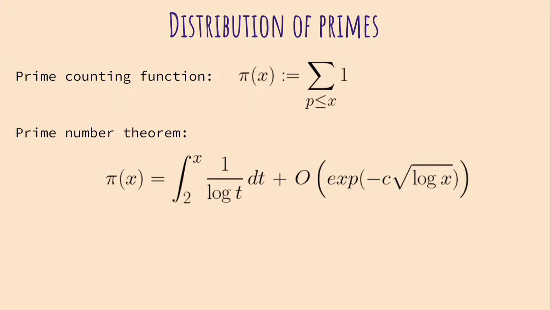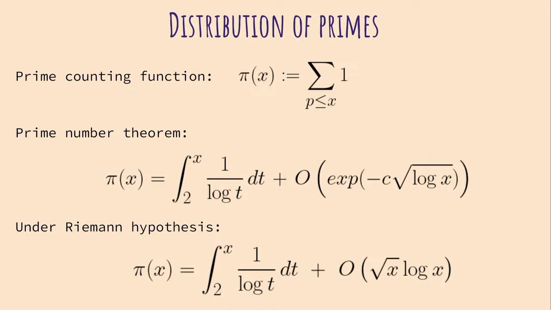Again, by studying properties of the zeta function, they proved that this pi of x is given by this integral, which is approximately x by log x, plus this error term. But if you assume the Riemann hypothesis, you get something much better. This error term becomes really good.